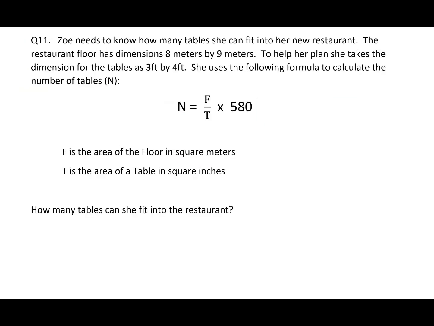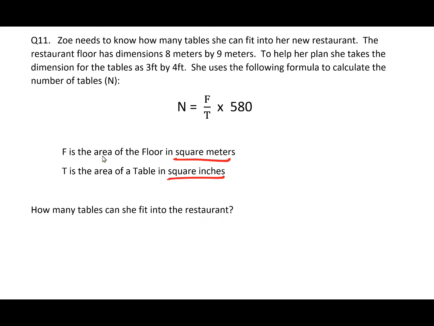Question 11. Zoe needs to know how many tables she can fit into her new restaurant. The restaurant floor has dimensions of 8 meters by 9 meters. To help her plan, she takes the dimensions for the tables as 3 feet by 4 feet. She uses the following formula to calculate the number of tables. N equals F divided by T times 580. F is the area of the floor in square meters. T is the area of the table in square inches. How many tables can she fit into the restaurant?